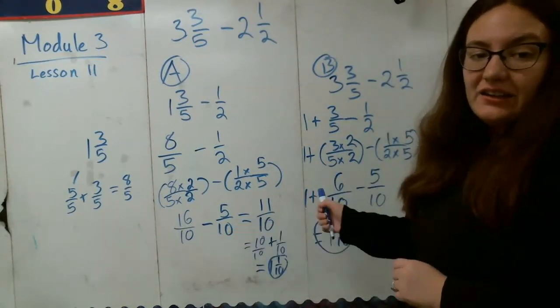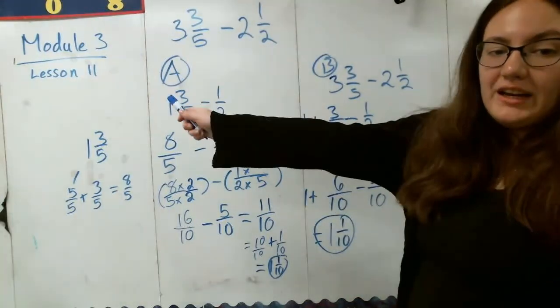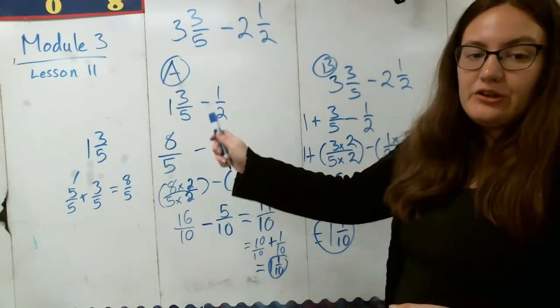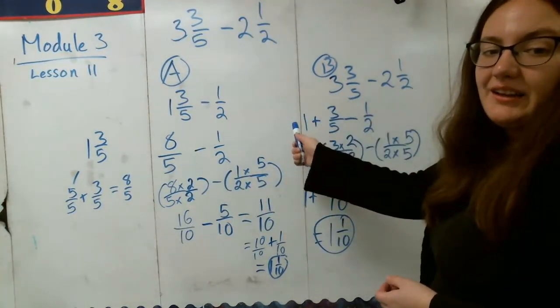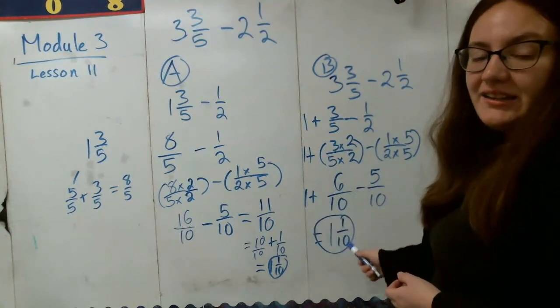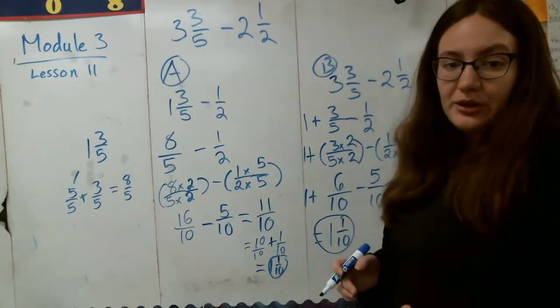So these, again, are just two different ways of solving the same problem. So I can change my mixed number into an improper fraction, or I can just subtract my whole numbers and leave the whole number off to the side until I'm ready to attach it to my answer after I subtract the fraction parts.